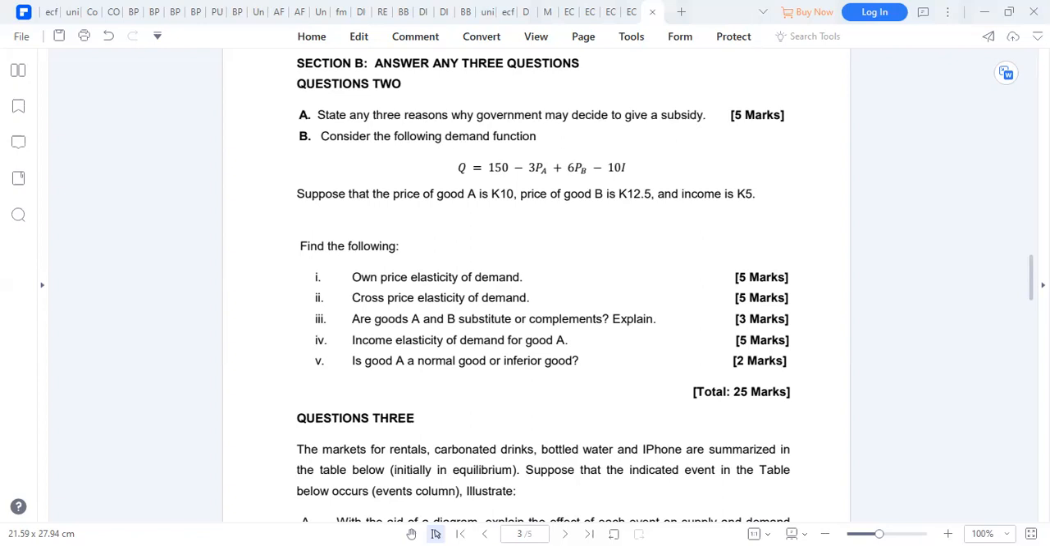So in certain cases, the markets fail to allocate resources efficiently, leading to underproduction or underconsumption of certain goods and services that have positive externalities.